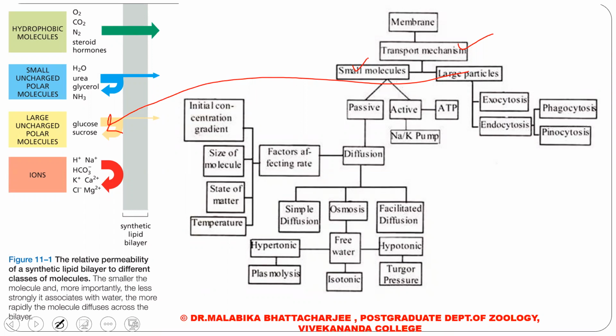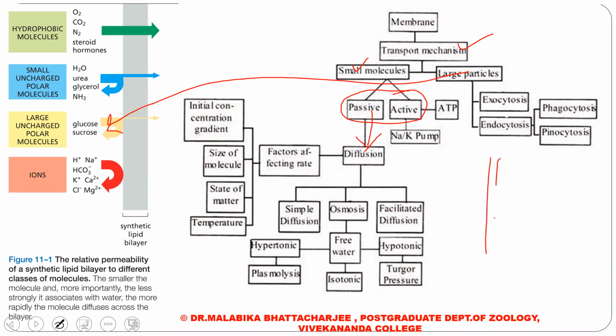Let me restrict myself to the small molecules first. When we are talking about small molecules, there are two ways in which they can move in and out. One is passive, and you can see it's diffusion. That is, the molecules are simply moving from a region of higher concentration to a region of lower concentration.